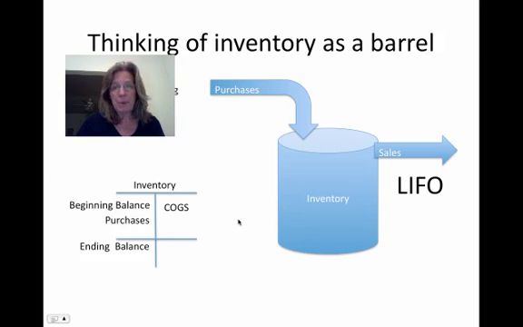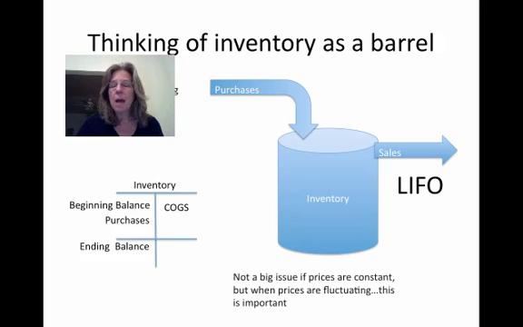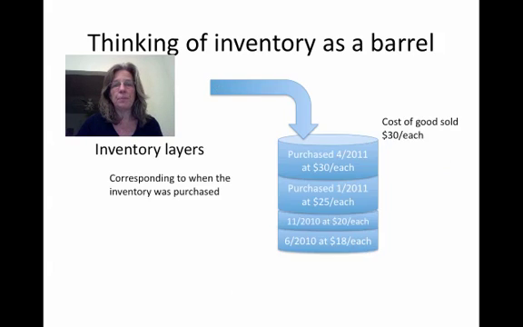When I talked about the physical inventory system, we almost always use FIFO, first in, first out. But in counting methods, companies almost always use this concept of LIFO, last in, first out, and we'll explain a little bit why that is and look at both of those concepts. It's not really a big issue which inventory method you use, except when prices are fluctuating, and especially if prices are increasing, then this is an important decision for the company.